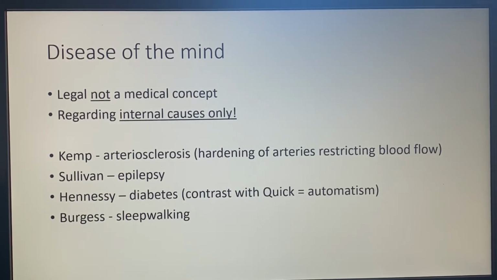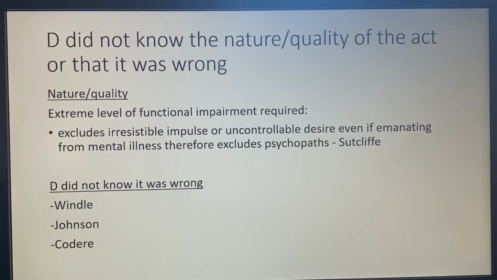So disease of the mind, as you can see, it's not just about mental health problems, it includes physical conditions as well, as long as they're caused by an internal cause, and that's really the key phrase there, internal cause. All of that must mean that the defendant didn't know the nature and quality of the act, or that it was wrong. Now, an extreme level of functional impairment is required here, so you need to really not know. You have to be able to prove that you absolutely didn't know the nature and quality, or that it was wrong, and that will come from evidence from doctors, usually psychiatrists.